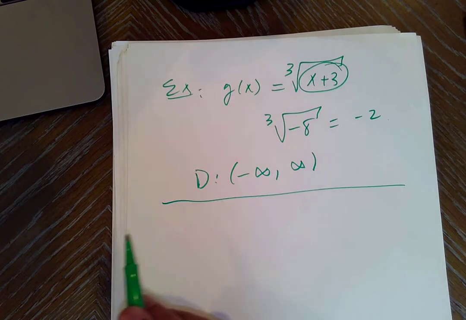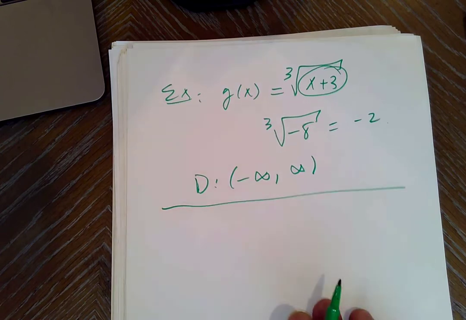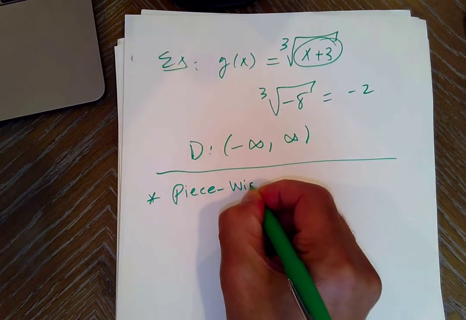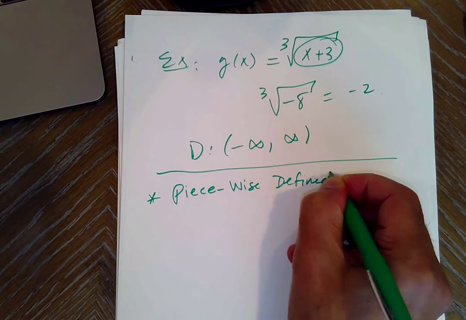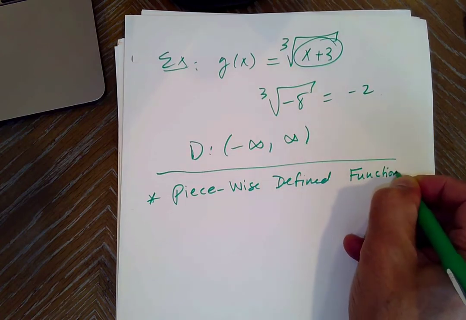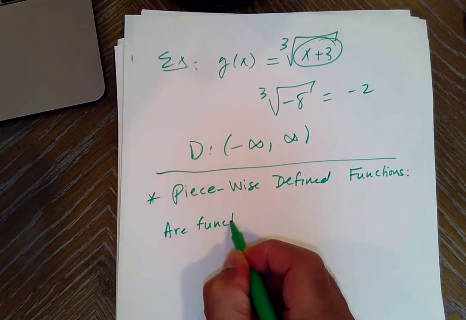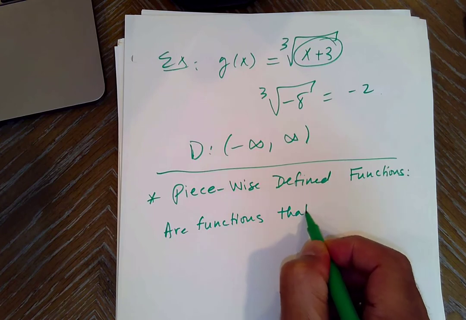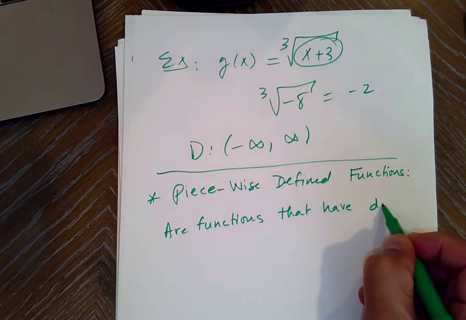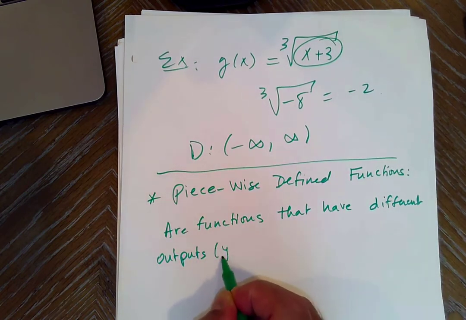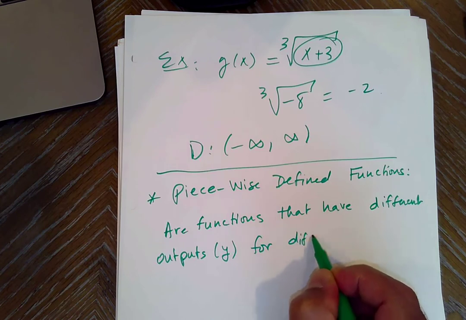Alright. Finally, we're going to talk about piecewise, no, 2 more things actually: piecewise defined functions and the difference quotient. So let's talk about piecewise defined functions. They are functions that have different outputs. Remember, an output is a y value, for different inputs.